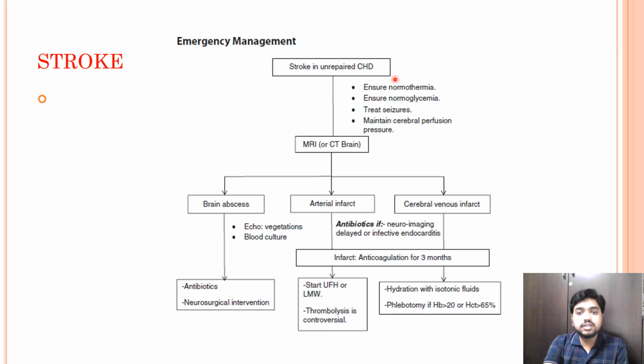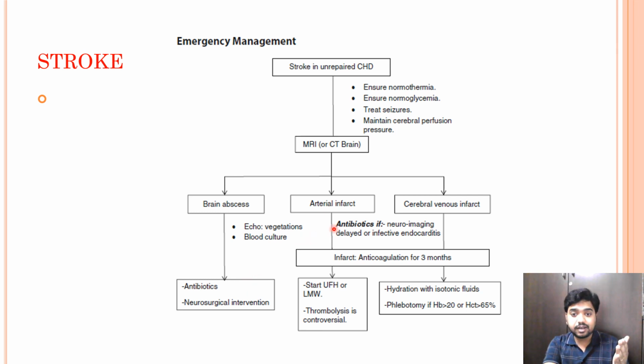So always in unrepaired diseases, ensure normothermia, ensure normoglycemia, treat any seizures, and maintain cerebral perfusion. Then go for CT or MRI imaging. If you see any brain abscess, definitely some septic foci or vegetations, send a culture first, because it may be infective endocarditis causing brain abscess. Start with broad spectrum antibiotics.